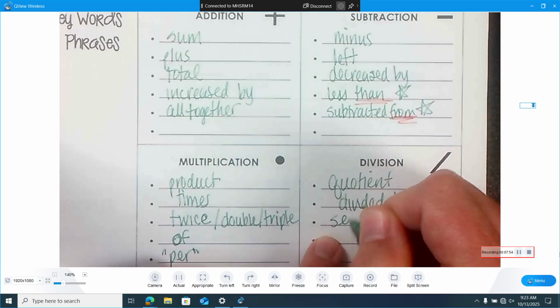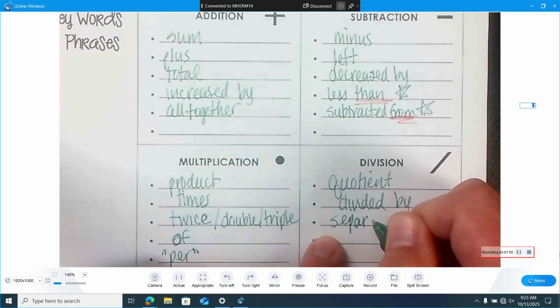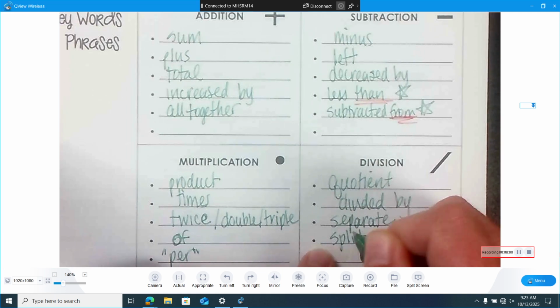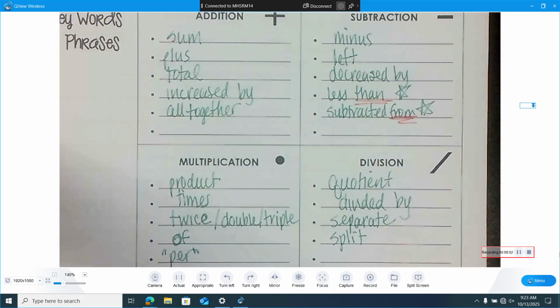Separate is written down here. Yeah. Split is a good one. Split. Separated into 3 equal groups or split into 2 equal groups. These would all be words that help us with division. Yeah, Addison. What'd you say?